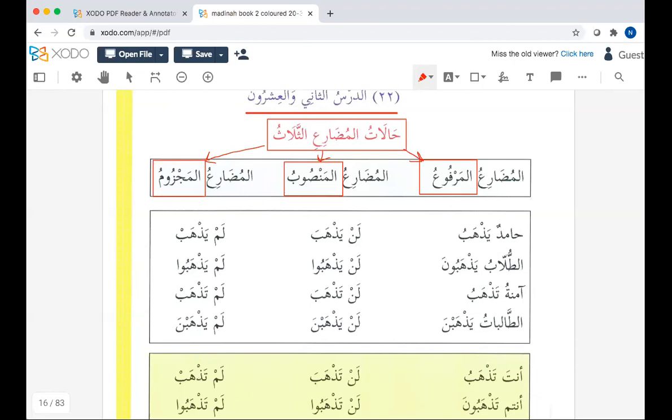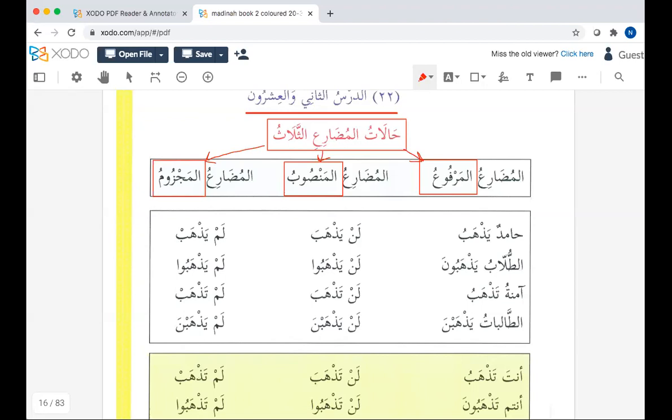Okay, so fi'l madi is often described as mabniyun ala al-fatha because dhahaba, jalasa, kharaja, daraba, akala, all of those have a fatha on the last letter. Even if it was mu'annath, dhahabat, akalat, kharajat, jalasat. Yes. So in the mudhakkar form, fi'l madi is mabniyun ala al-fatha.